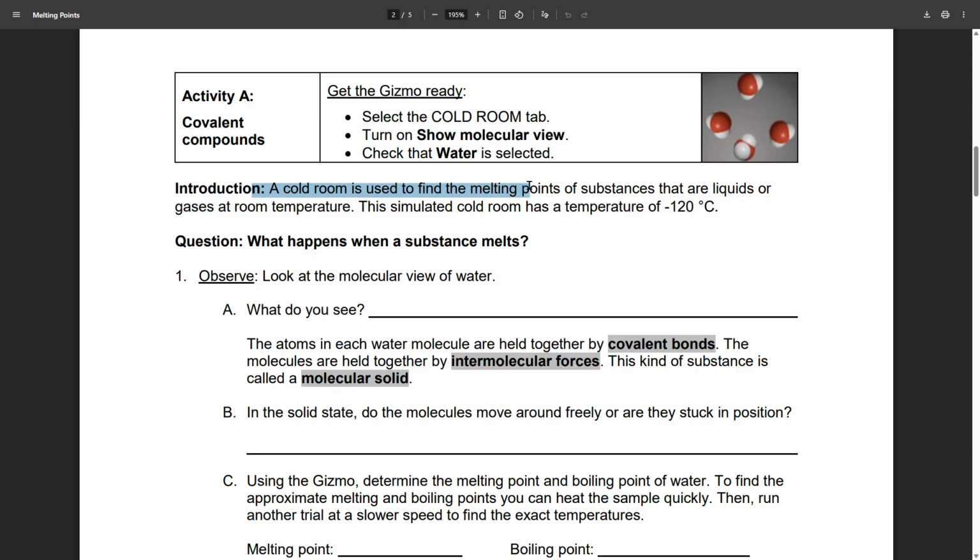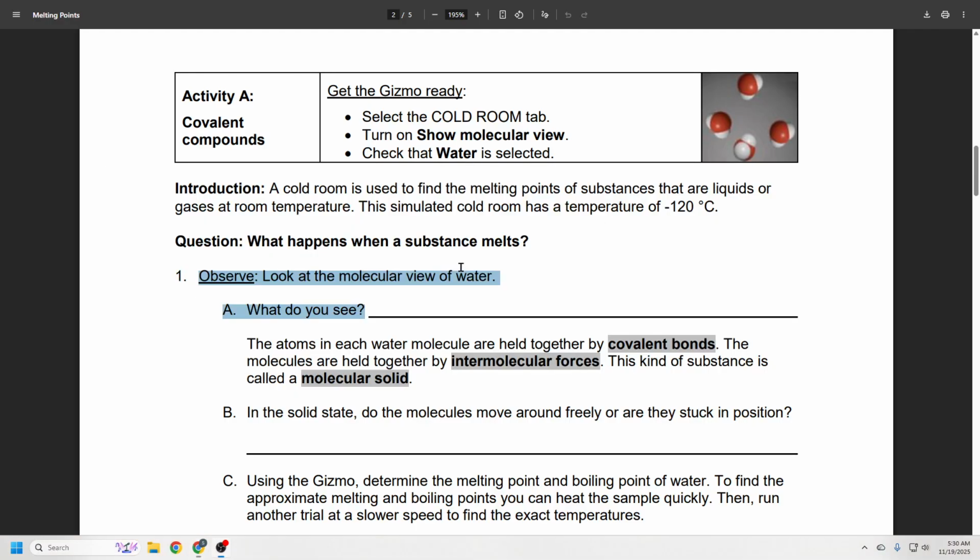A cold room is used to find the melting points of substances that are liquids or gases at room temperature. This simulated cold room has a temperature of negative 120 degrees Celsius. Question: what happens when a substance melts? Look at the molecular view of water.